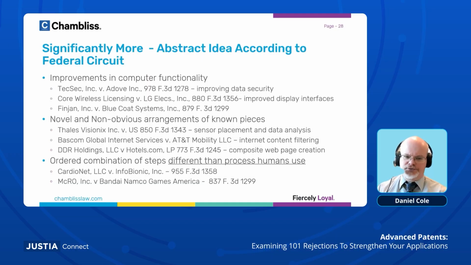or you're doing an ordered step, and that ordered step is different than the process humans use. Okay, if all you're doing is taking an ordered process that humans already use and you're throwing a computer at it, now you have an abstract idea. This, to me, and as some other people have said in journal articles, looks a lot like the obviousness analysis. The Supreme Court has maybe incorporated a bit of 103 into 101. Arguably shouldn't have done that, but this is where we are.